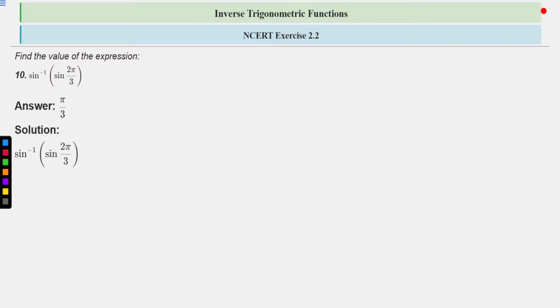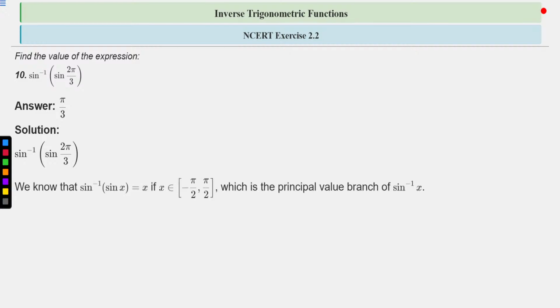Now our expression is sine inverse sine 2 pi by 3. We know that sine inverse sine x is equal to x if x belongs to minus pi by 2 to pi by 2, which is the principal value range of sine inverse x. But here 2 pi by 3 does not belong to minus pi by 2 to pi by 2. So what can we do?